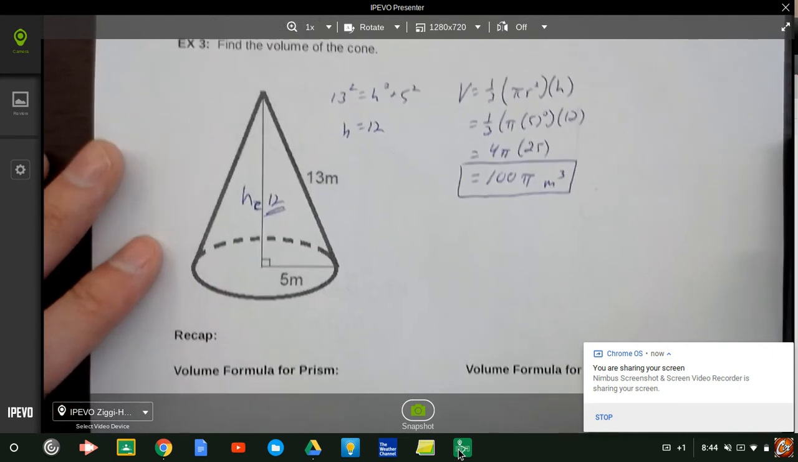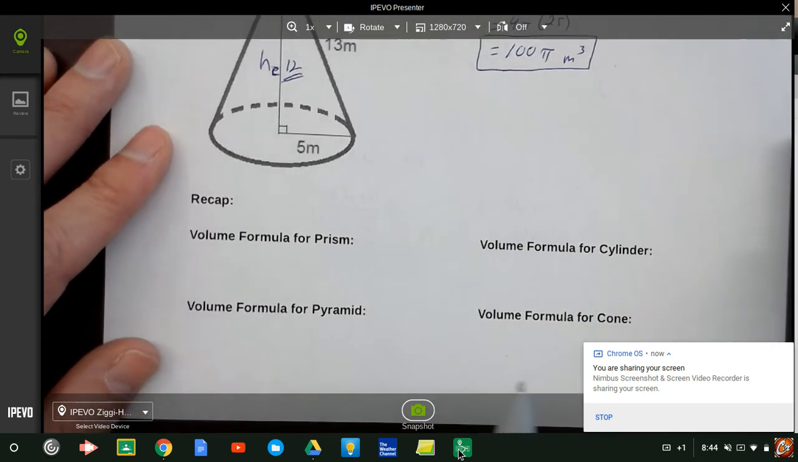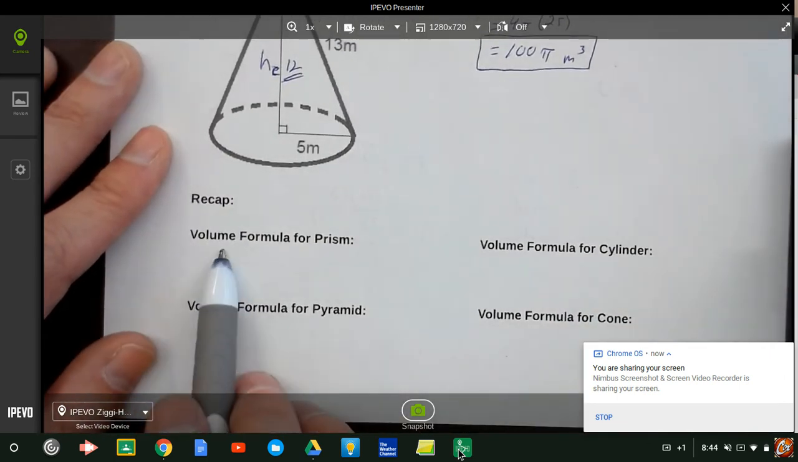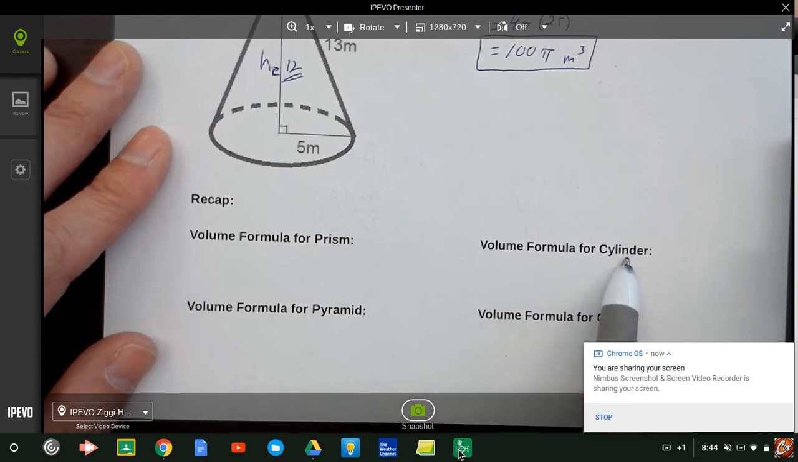Okay, so that brings us to a recap. Volume formula for prism, volume formula for cylinder, volume formula for pyramid, volume formula for cone. Go ahead and give me what those formulas are. Try to remember them.